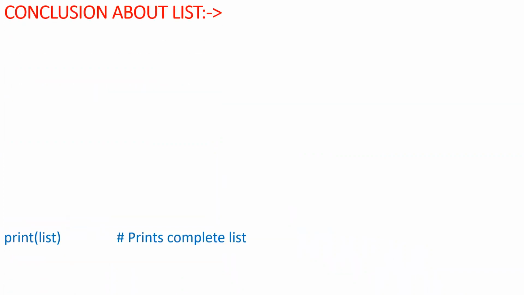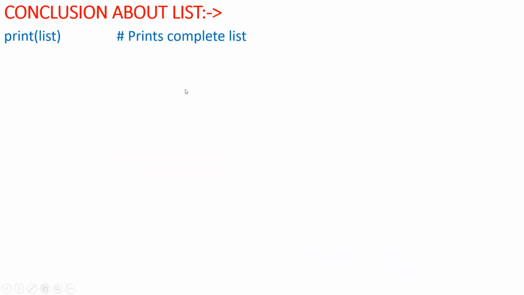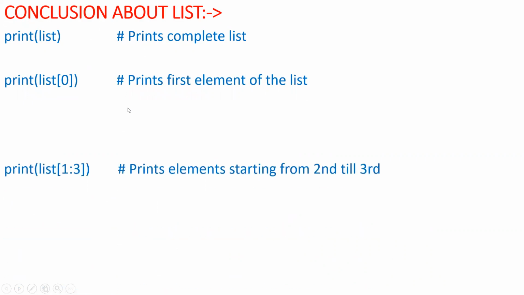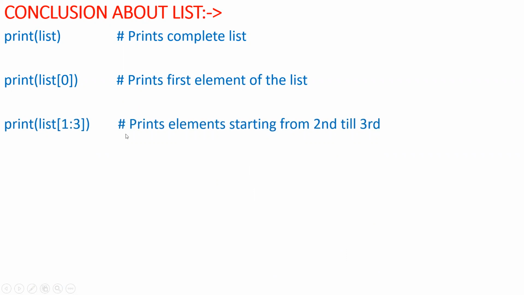Now, what is the conclusion about the list? Print list prints the complete list. It prints all the information in that variable. Print list 0 prints only the first element of the list. Print list 1:3 will print elements starting from what? Second. Do you have confusion about the second? No, I have a clear understanding. Second from the human point of view.